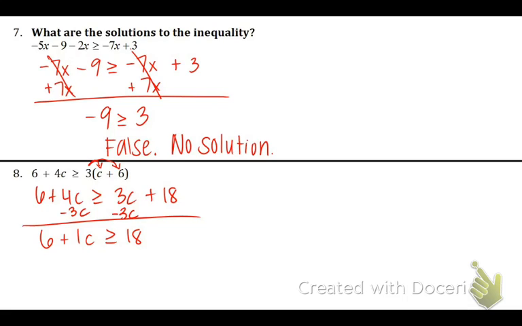Now we have a two-step inequality. Subtract the 6 from both sides. C is greater than or equal to 12. That is the answer for number 8. So that means all numbers that are 12 or bigger are solutions.